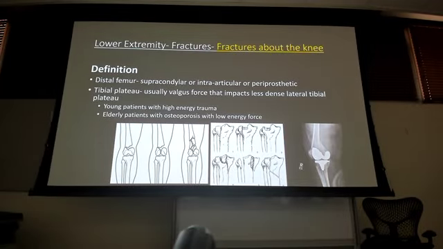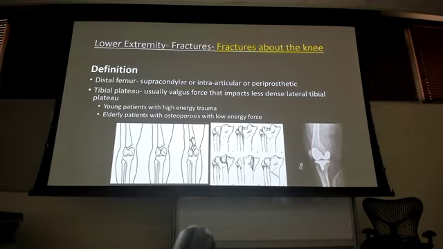And then moving on to the knee. Just like we talked about with the humerus, where we have our supracondylar areas, you can suffer a fracture in the distal femur as well. And one of the things we consider is the location and any joint involvement.